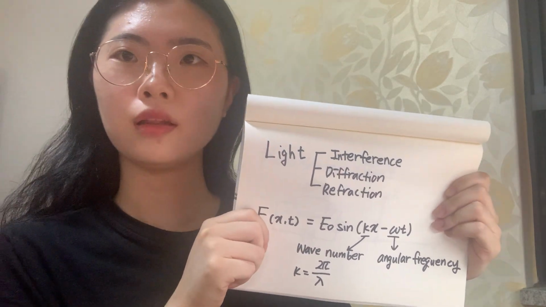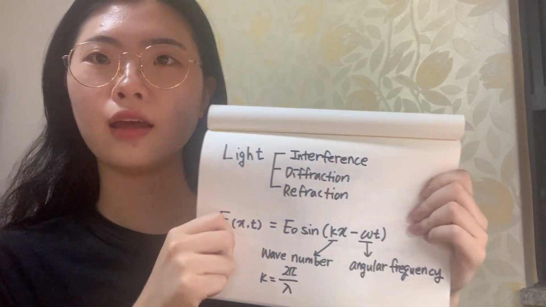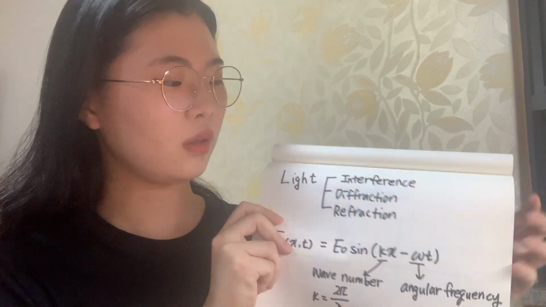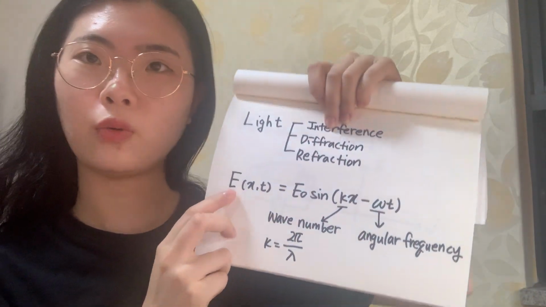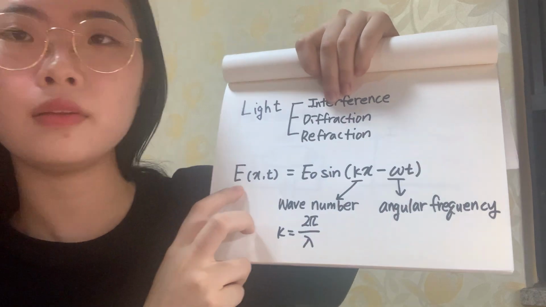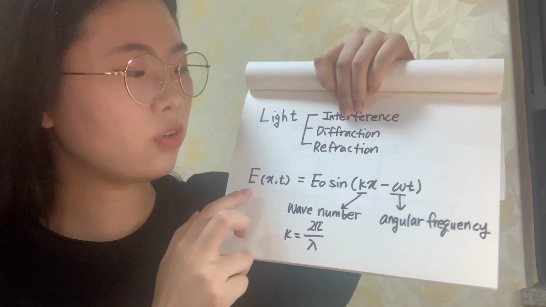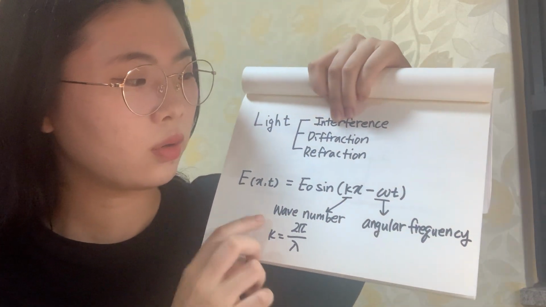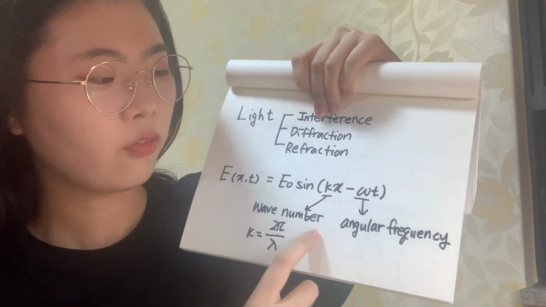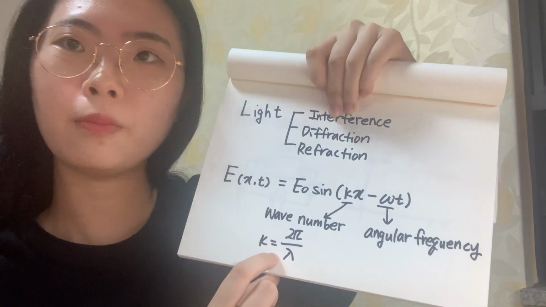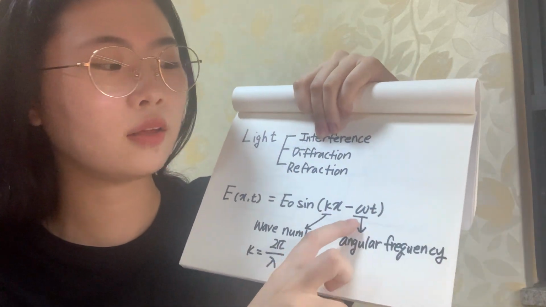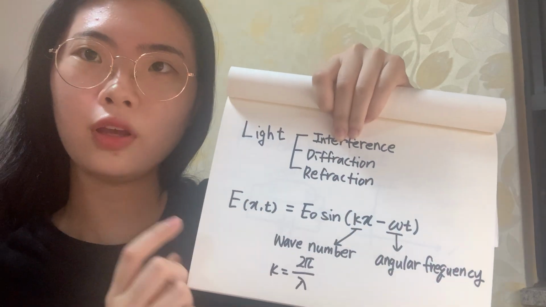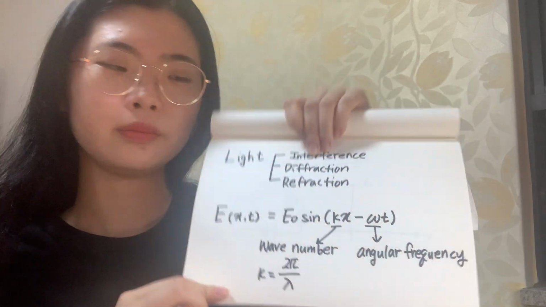Light has electromagnetic properties. Light can interfere, diffract, and refract. Then let's look at this equation. The function of this means the wave in space and time. So in this, k means wave number, and k also means 2 pi over lambda. And this omega means angular frequency. This equation is very important in basic quantum mechanics.